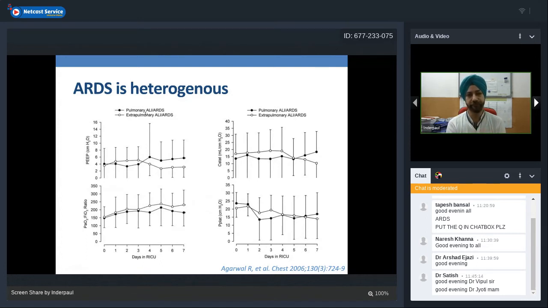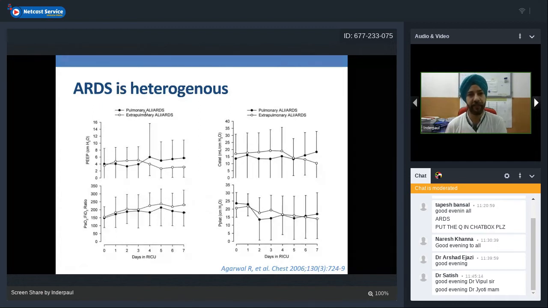pulmonary ARDS. On the other hand, any systemic cause of ARDS like sepsis, pancreatitis, multiple transfusions, all these causes will lead on to extrapulmonary ARDS. So in a nutshell, the causes which lead to injury of the alveolar epithelium may be categorized as pulmonary ARDS, whereas when you have predominant injury to the pulmonary vascular endothelium, you should be able to characterize this as extrapulmonary ARDS.